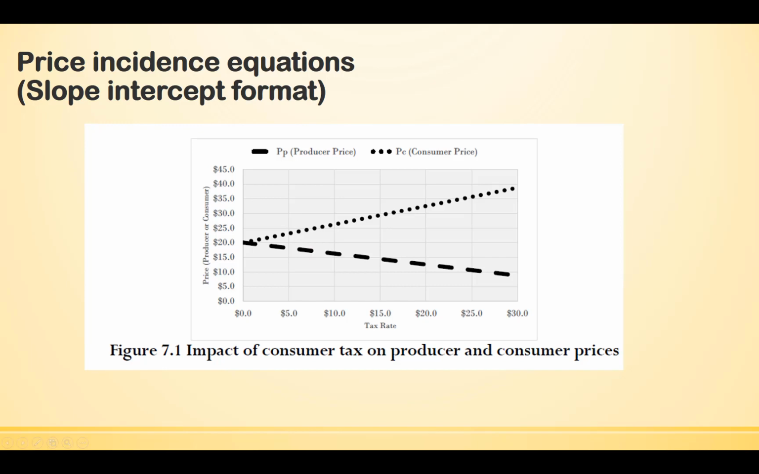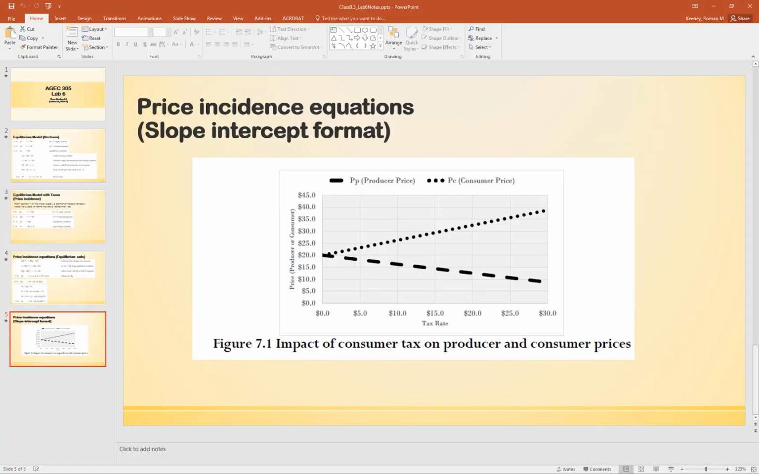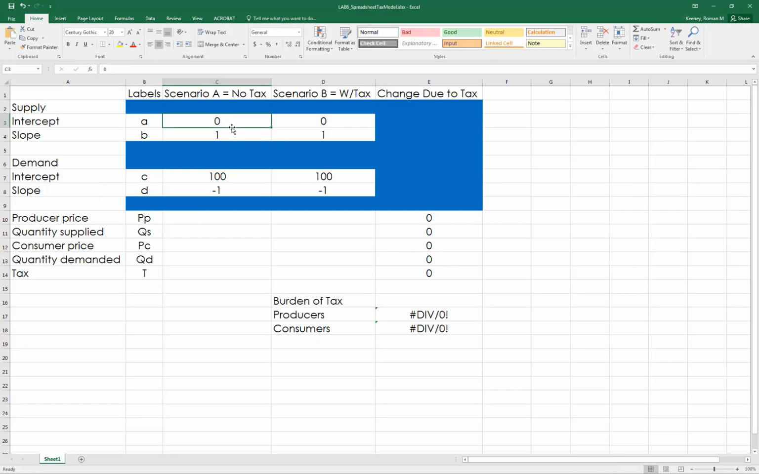So with that, we're going to switch over and pull up this week's spreadsheet. So you have a spreadsheet that looks like this. It's already filled in with some intercept and slope values, and so really we just need to add this one equation, and it's that price incidence equation for the producers, and we can get everything else based off of that.